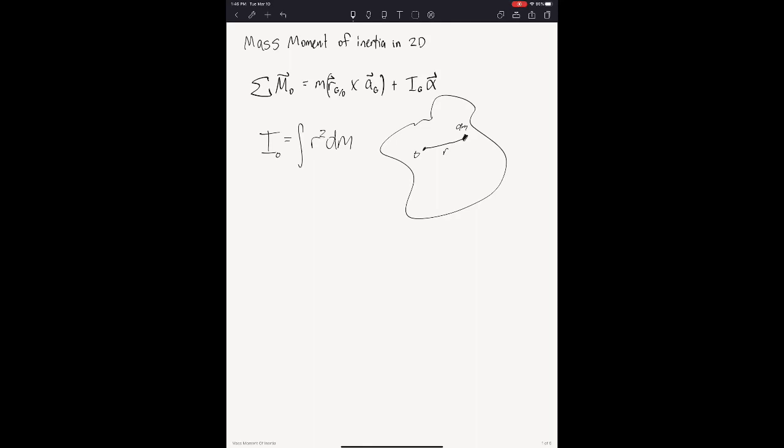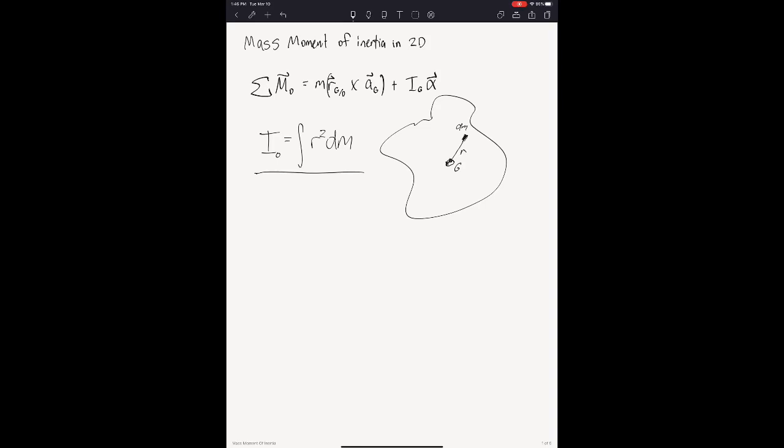Okay, so this calculation is about a general point, and we don't want it specifically about any point. We want it specifically about the center of mass. This object probably has a center of mass location somewhere in here, this being point G, and therefore the distance that we're actually interested in for this dm and every other one is not the distance to some arbitrary point O, but this distance instead.